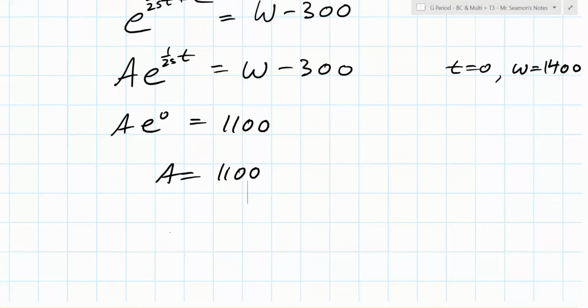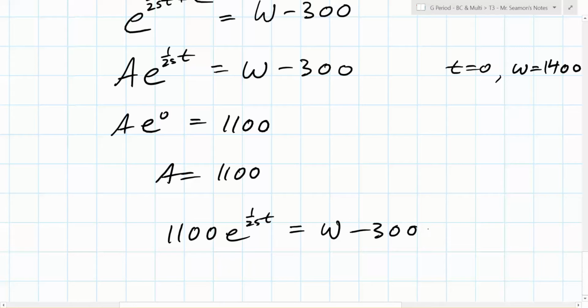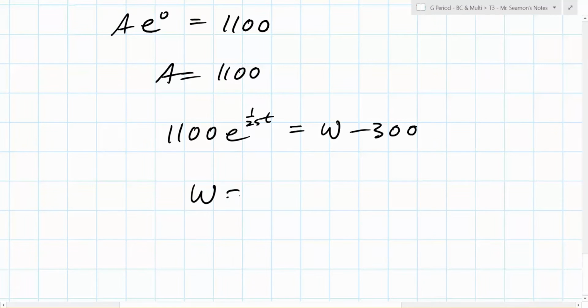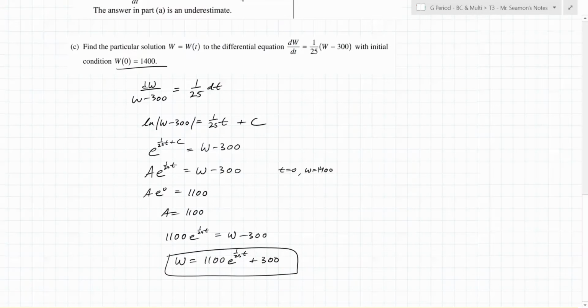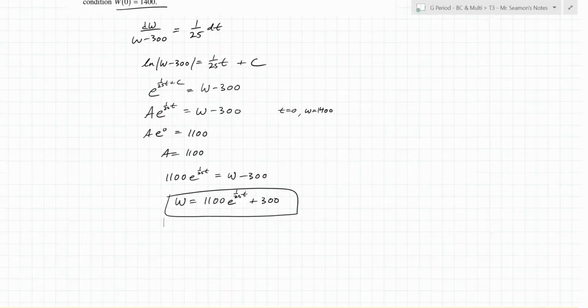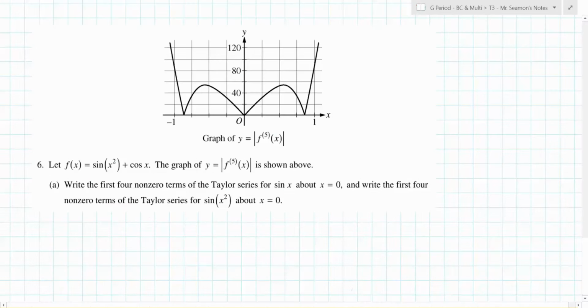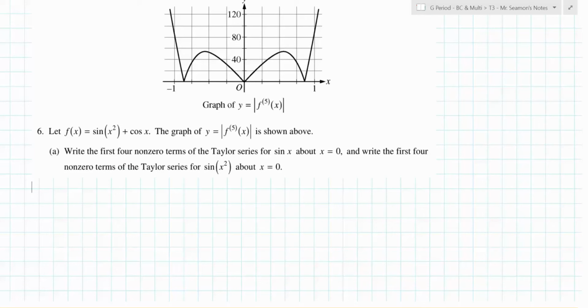So what do we have here? We have 1100 e to the 1/25 t equals w minus 300. So what do we have? w equals 1100 e to the 1/25 t plus what? 300. Now the only thing you want to really check for is, did we answer exactly what they want? Is this what they wanted? Is this the particular one? I think it is.